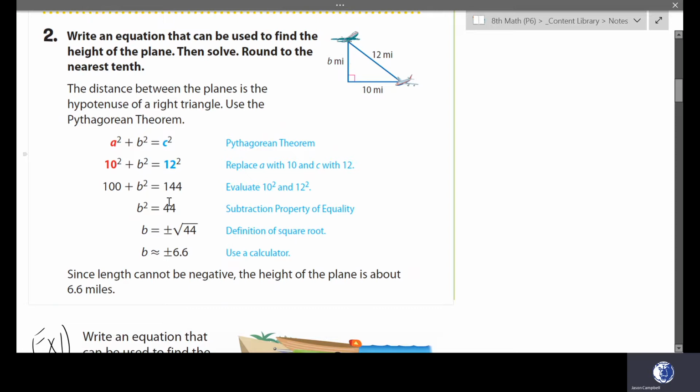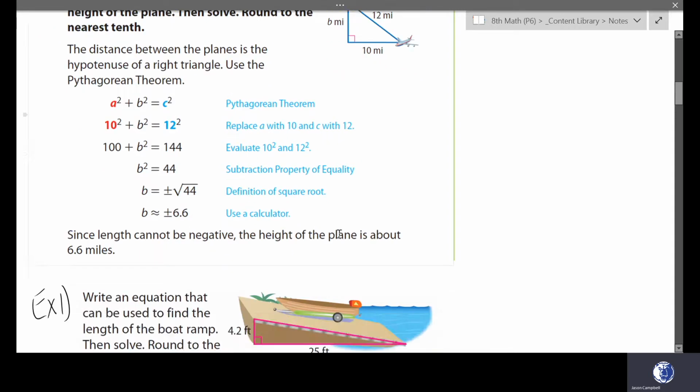So they left b open. They plugged in the 10 and the 12, and they found that b squared should be equal to 44. Well, the square root of 44 is positive or negative 6.6. Since the length cannot be negative, the height of the plane is about 6.6 miles.